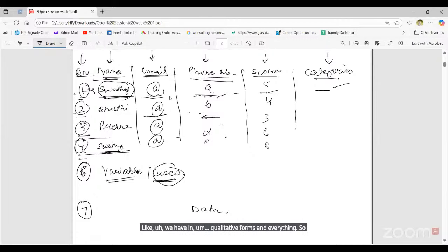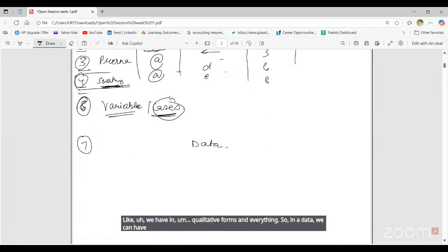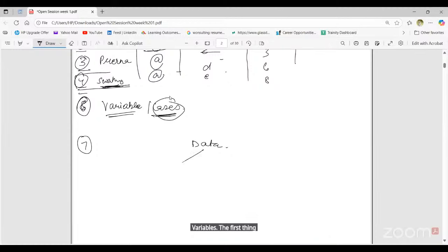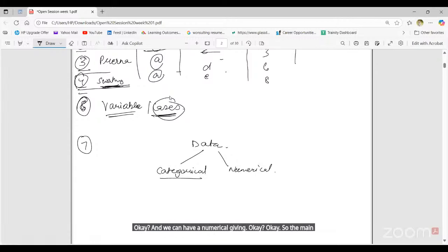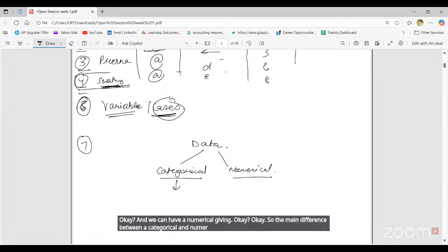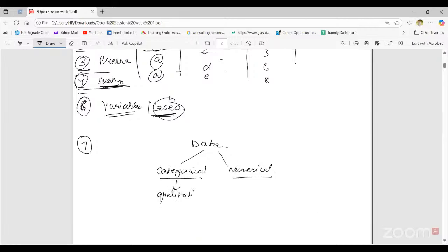So in a data, we can have two types of variables. The first is the categorical variable, and we can have a numerical variable. The main difference between categorical and numerical is that categorical is basically the qualitative data, correct? Yes, ma'am. And numerical is quantitative data.